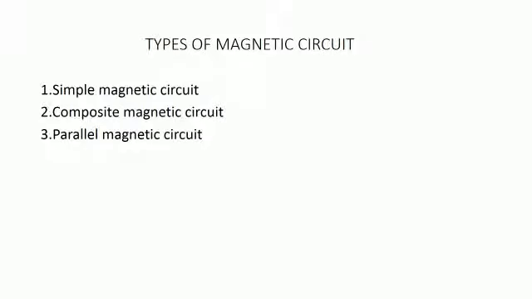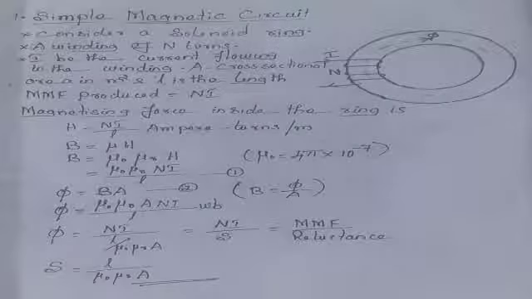Next, let us see the types of magnetic circuit: simple magnetic circuit, composite magnetic circuit and parallel magnetic circuit. The simple magnetic circuit consists of only one magnetic circuit. Consider a solenoid ring. A coil is wound over the ring. The number of turns in the winding is N. When the supply is given, the current I flows through the coil and the flux is induced. It is indicated by a dotted line and the symbol phi.